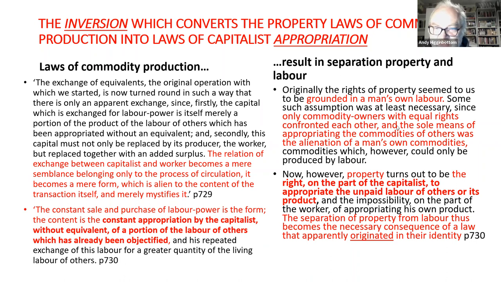Only commodity owners with equal rights confronted each other. The sole means of appropriating the commodities of others was the alienation of a man's own commodities. Now, however, property turns out to be the right on the part of the capitalist to appropriate the unpaid labor of others or its product. The separation of property from labor thus becomes a necessary consequence of a law that apparently originated in their identity. So the capitalist property claim is on the surplus labor of the workers.